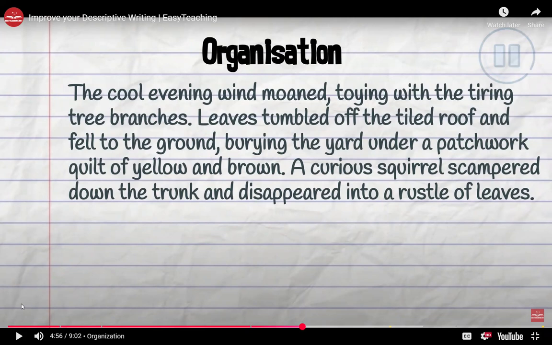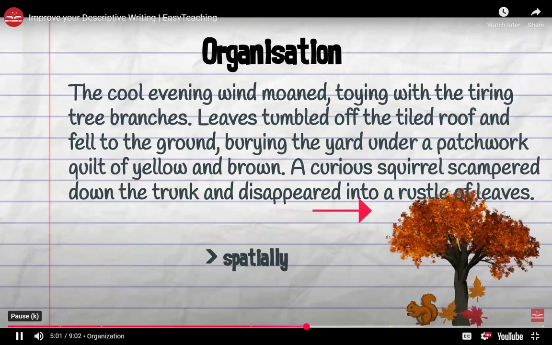Down, excellent. Yes, it's starting from the wind around the tree, getting into the tree, down through the branches, and then the leaves falling and the squirrel going down the trunk into the leaves. So spatially organized from top to bottom. Excellent. The description is organised spatially. It begins at the top of the tree, in the tree branches. The description then moves down the tree right to the bottom, where the squirrel scampers off.